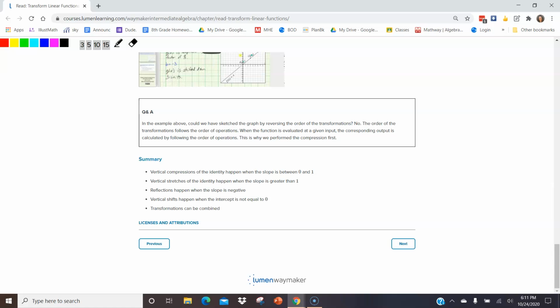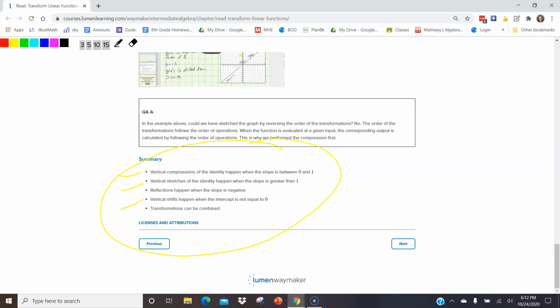Vertical compressions of the identity happen when the slope is between 0 and 1. Stretches of the identity happen when the slope is greater than 1. So it's a compression when it's between 0 and 1, a stretch when it's greater than 1. Reflections happen when the slope is negative. So if my slope is positive, the exact opposite, as long as the number is the same with the exception of the sign, that's going to be a reflection. Vertical shifts happen when the intercept is not equal to 0.